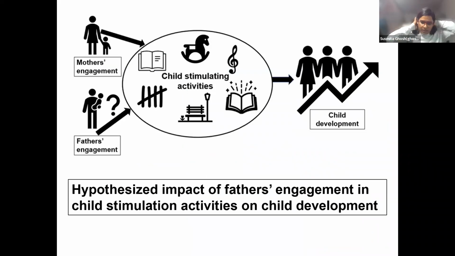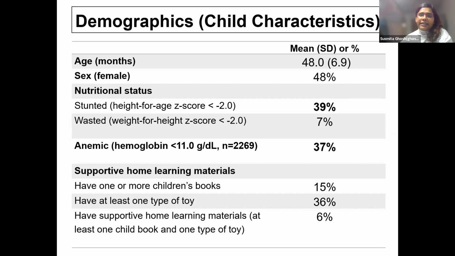So in our study, we hypothesized that the father's engagement in the home learning environment can improve child development. Here's some data in this table. This is the demographics, or child characteristics, of our study. We can see here that about 39% of the children are stunted, and 37% of the children are anemic in a subset of the population.